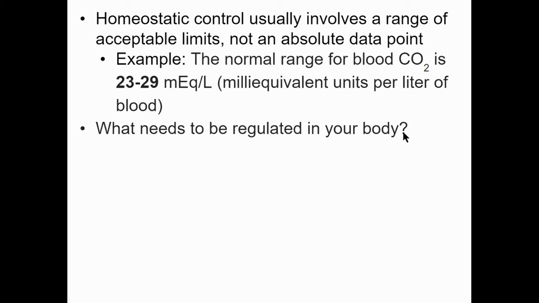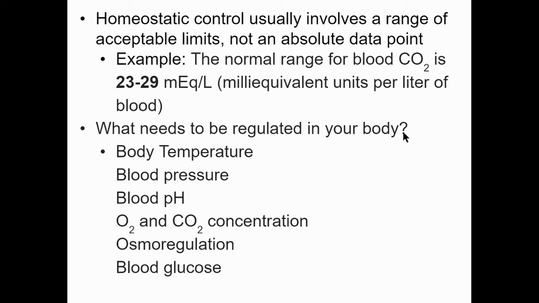So what needs to be regulated in your body besides insulin and CO2 is your temperature, right? We have to stay at a certain temperature range in order for us to be healthy. Your blood pressure, your blood pH. So your blood pH has to be right around 7.4.